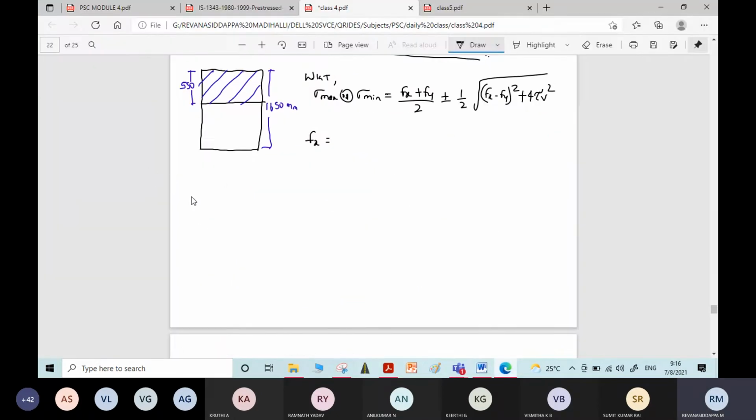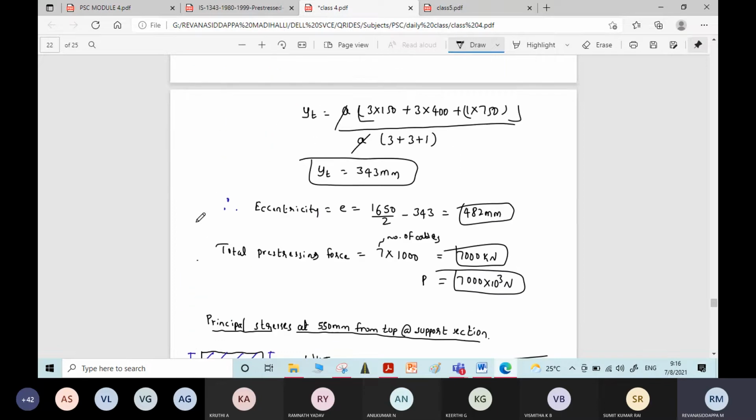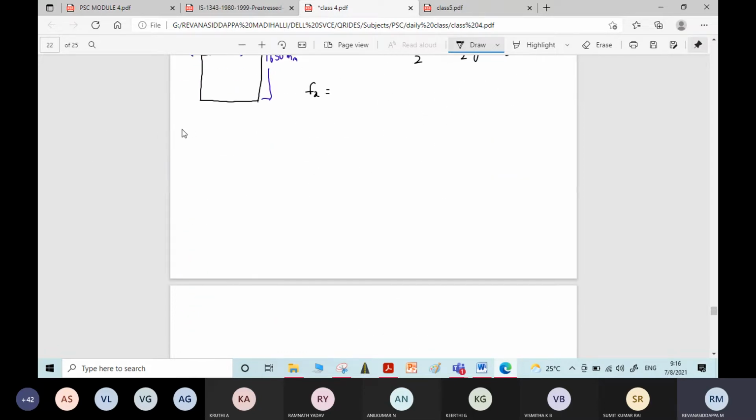The type of beam given is a cantilever beam. For a cantilever beam, what will be the bending pattern? Like this, the bending pattern will be there. The top fiber will be subjected to tension, and the bottom fiber will be subjected to compression. But in the case of a simply supported beam, it is reversed: top fiber compression, bottom fiber tension.